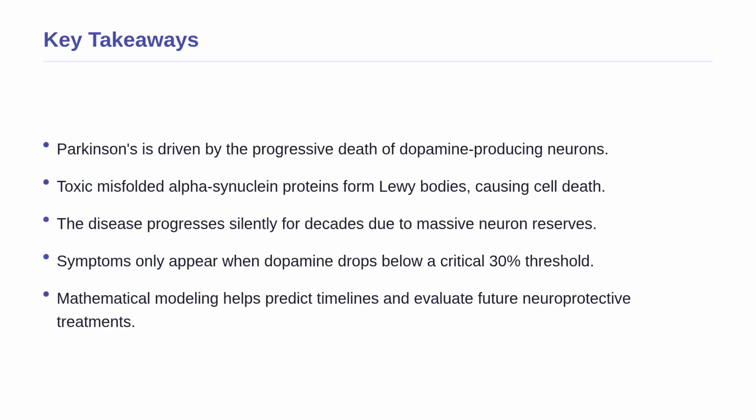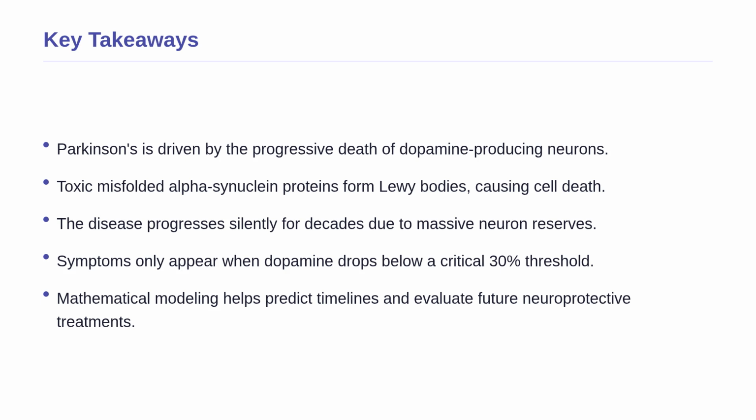We have covered a lot of ground today, so let us summarize the most important ideas. First, the pathogenesis of Parkinson's disease is fundamentally rooted in the progressive death of dopamine-producing neurons in the substantia nigra. Second, this cellular death is largely driven by the toxic buildup of misfolded alpha-synuclein proteins, which form Lewy bodies and choke the neurons. Third, because the brain has a massive reserve of these neurons, the disease operates silently for decades.